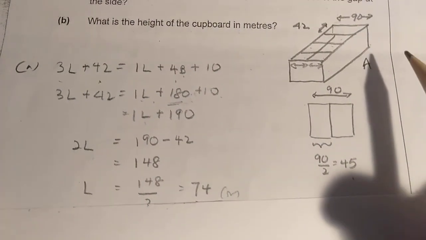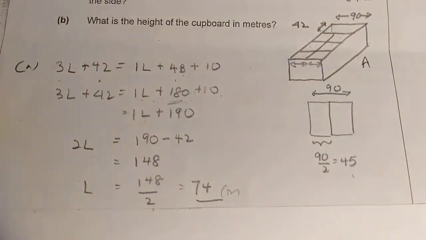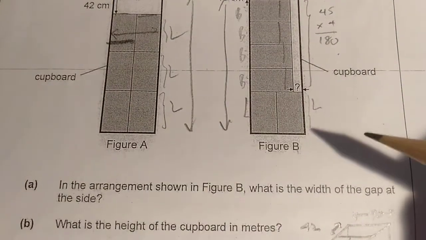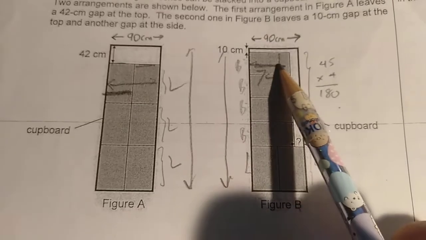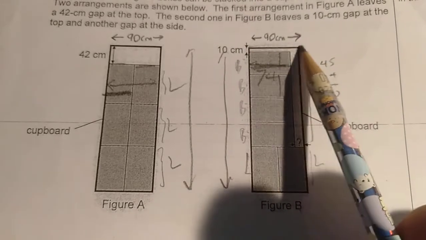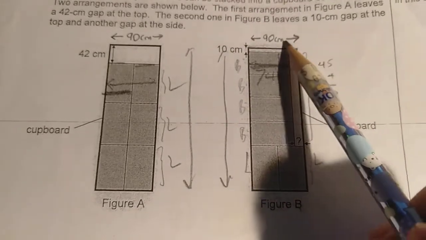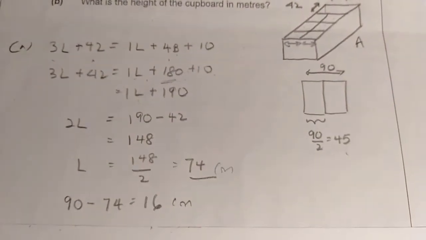And that is the length of one box. Now, this is the length of one box, 74 cm, is here. This is 90 cm. So the gap here is 90 minus 74. 90 minus 74 is 16 cm, and that's the answer to part A.